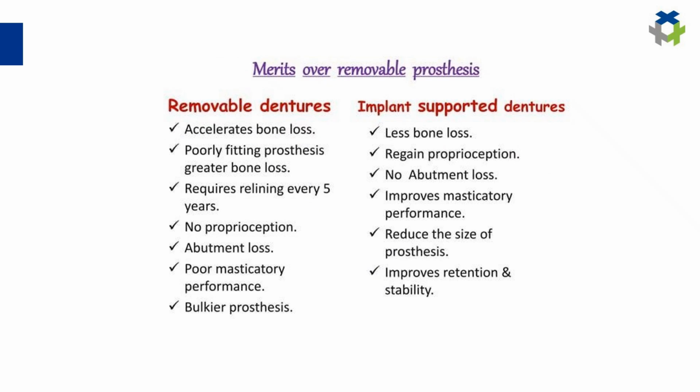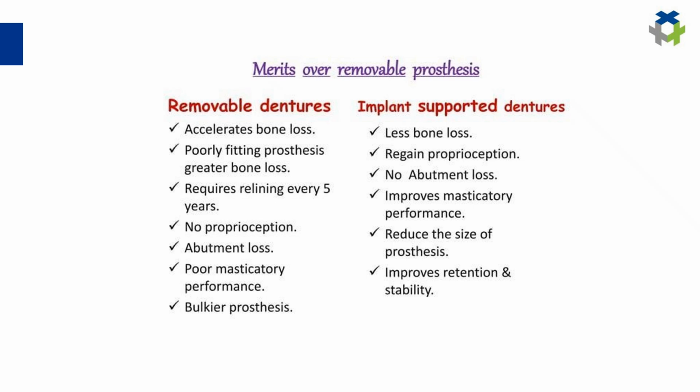What are the merits over removable prostheses? Removable dentures result in accelerated bone loss, poorly fitting prostheses, greater bone loss, require relining every 5 years, no proprioception, abutment loss, poor masticatory performance and bulkier prostheses.